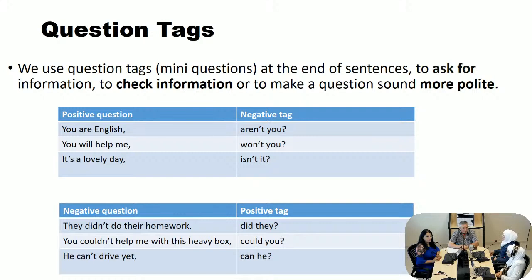Actually, sometimes students may see a comma, and they start the tag with a small letter. Sometimes they may see a full stop, and they need to write it with a capital letter. Could you? The last one: he can't drive yet. So the tag is can he?